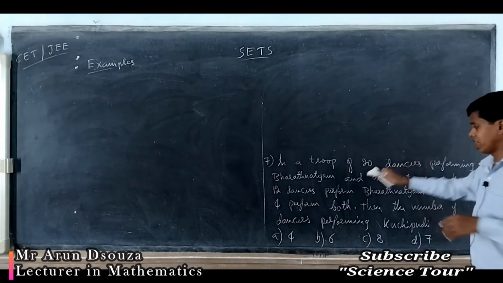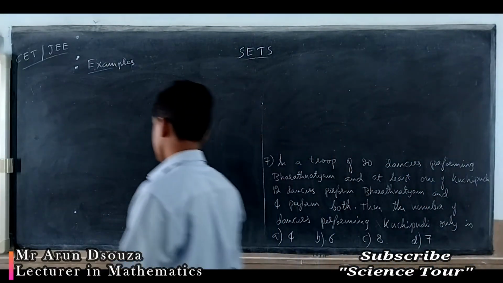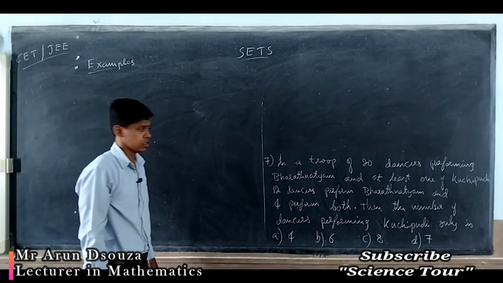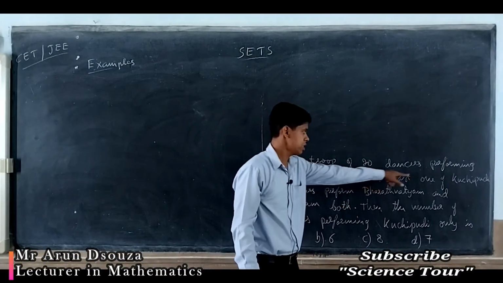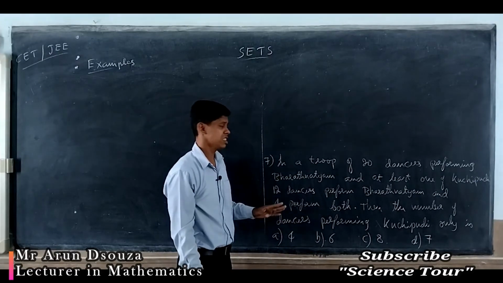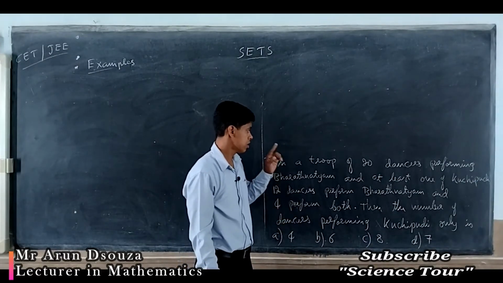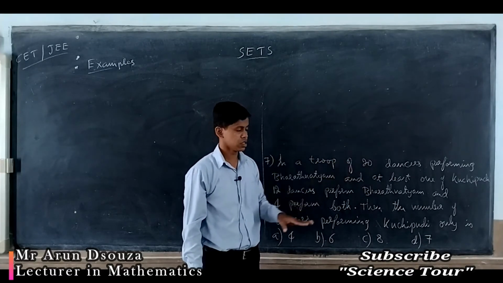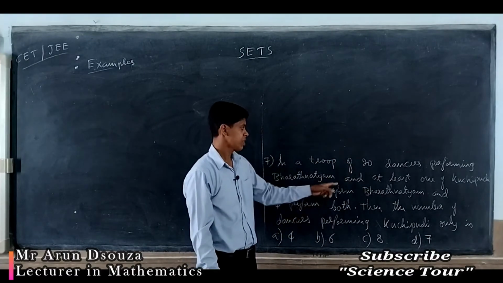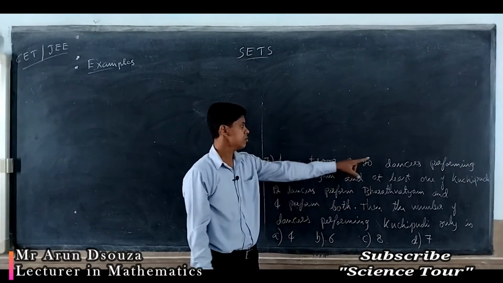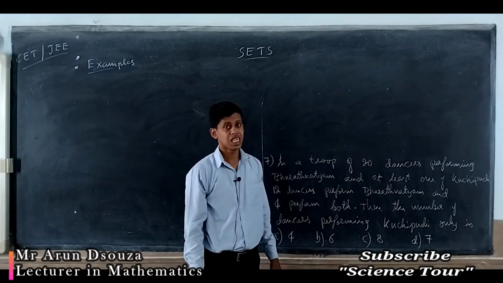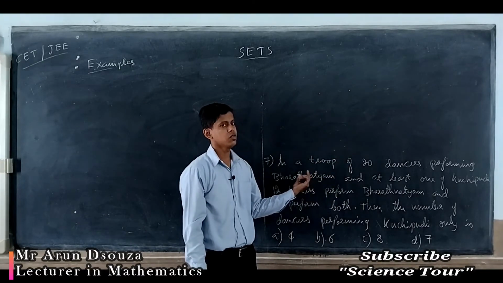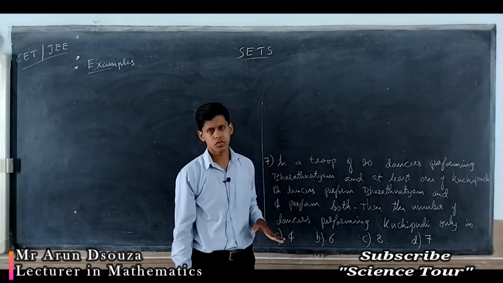Once again we can use the Venn diagram for this, just like question number 5. Okay, so in a troupe of 20 dancers performing Bharatanatyam and at least one of Kuchipudi. So what is the meaning of this? Understand this first sentence. The proper sentence is: in a troupe of 20 dancers performing at least one of Bharatanatyam and Kuchipudi. They have just twisted that sentence to confuse you.